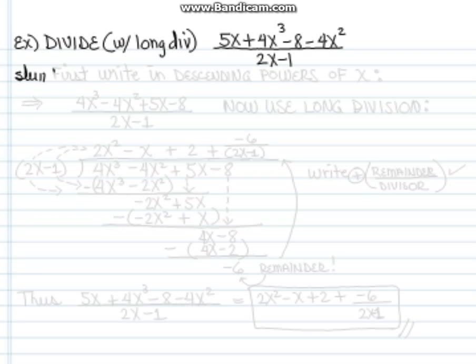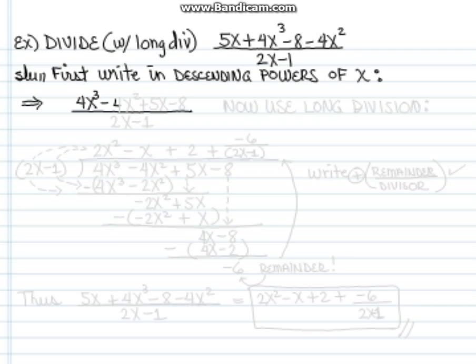Divide with long division the polynomial 5x plus 4x cubed minus 8 minus 4x squared divided by 2x minus 1. Okay, first we're going to write the numerator, the polynomial on top, in descending powers. We should always write both of them, top and bottom, in descending powers of x. So this is the same as 4x cubed minus 4x squared plus 5x minus 8 over 2x minus 1.